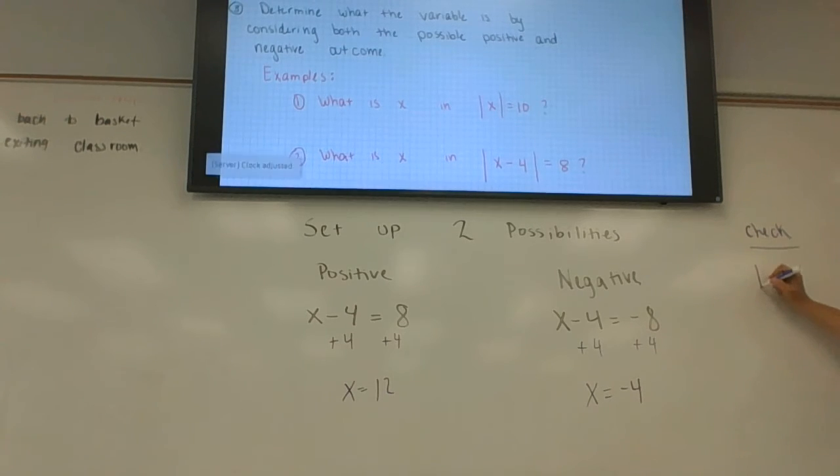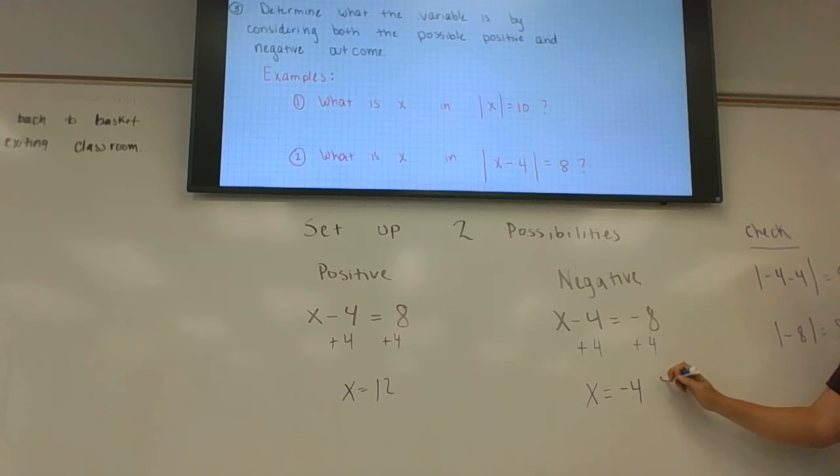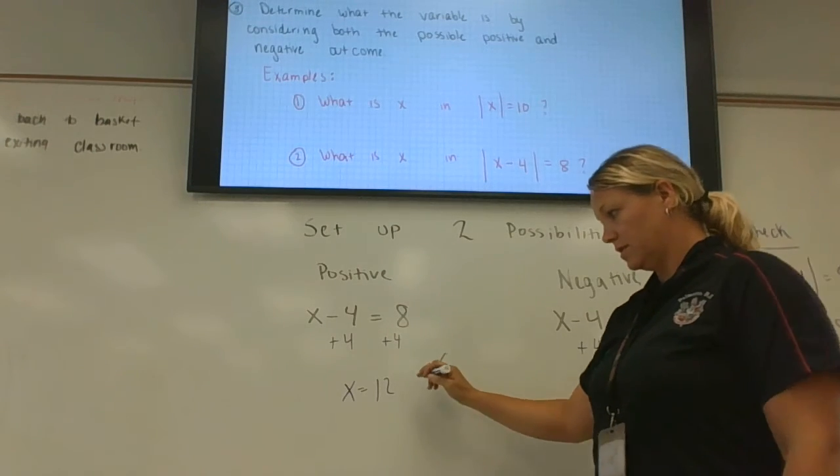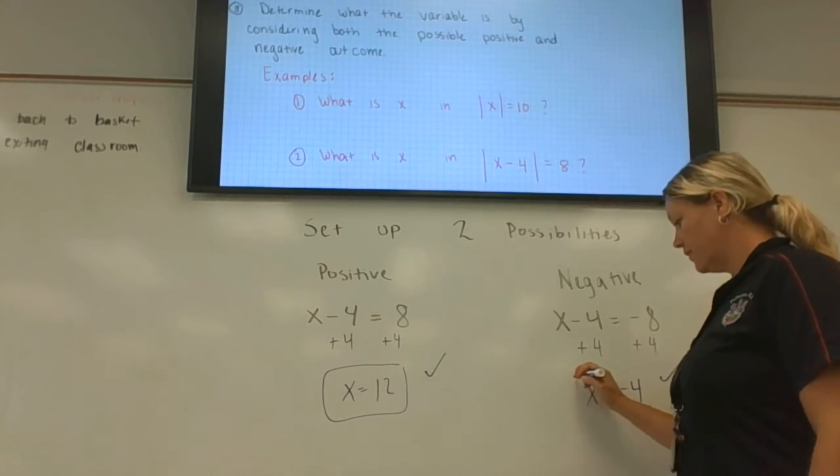I'll check the negative. If I put a -4 in, will it work out? -4 minus 4 is -8. There it is. The absolute value of -8 is 8. So -4 checks out. So does 12. I need both answers for full credit.